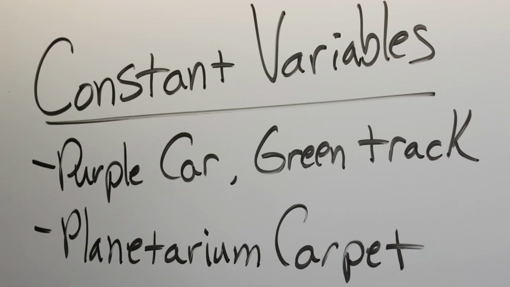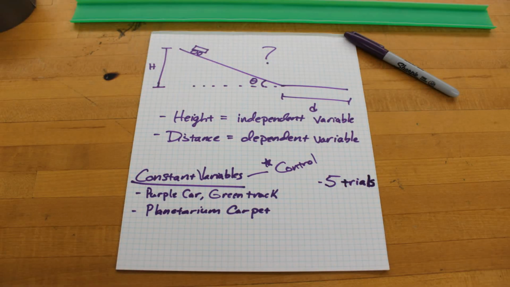First off, we have to remember the variables that we keep consistent. For me, it was the purple car, it was the green ramp, and it was the planetarium carpet. I wrote those down on my piece of paper here. We call those variables the control variables. Those are the ones we've controlled. We're not going to change those at all. Because if we change the type of car, then we don't know if it's going to be related to what we did yesterday. So we have to be sure that everything is the same.